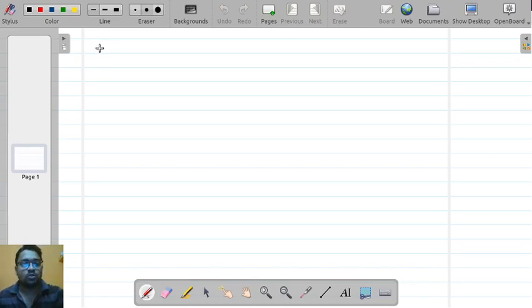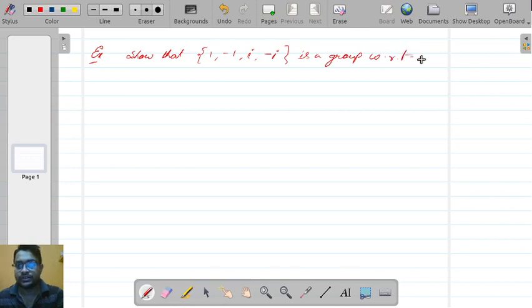In today's lecture we will continue with some more examples of groups. One exercise which I had given was for you to show that the set {1, -1, i, -i}, the fourth roots of unity, is a group with respect to multiplication, just ordinary multiplication.